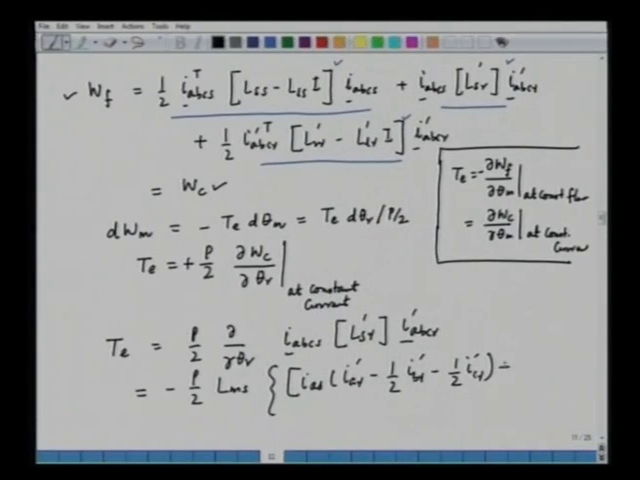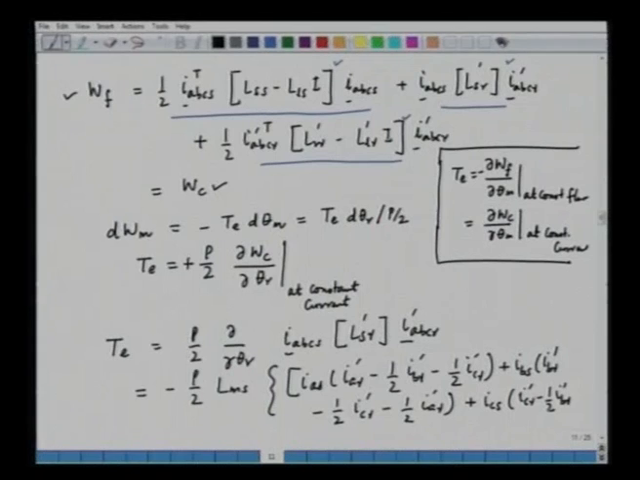plus i_bs into i_br prime minus half i_cr prime minus half i_ar prime plus i_cs into i_cr prime minus half i_br prime minus half i_ar prime.